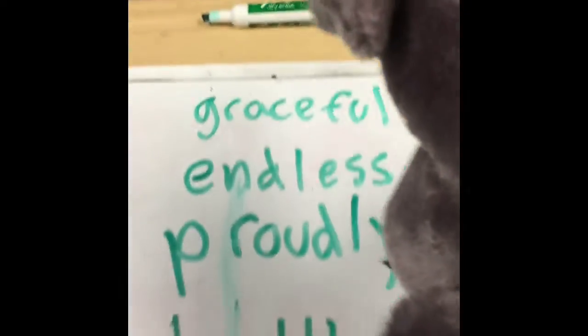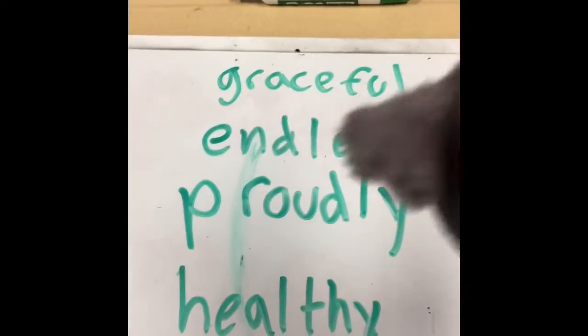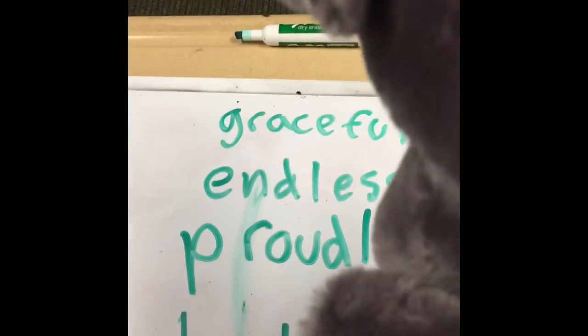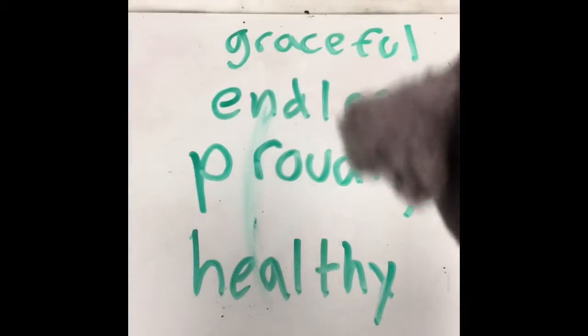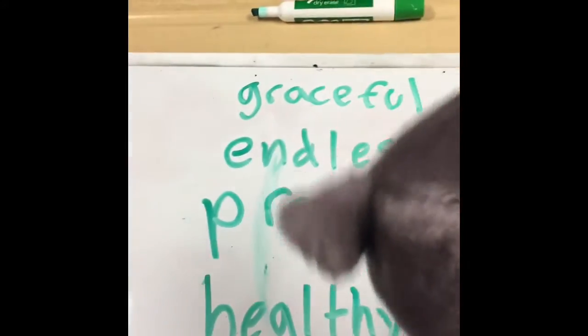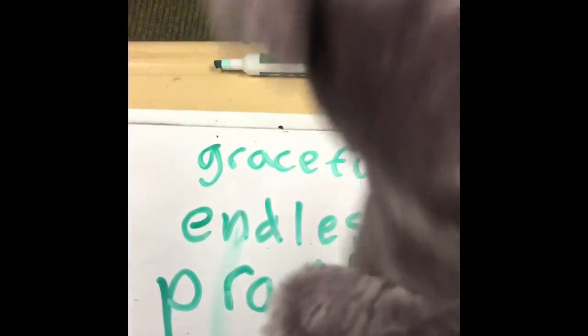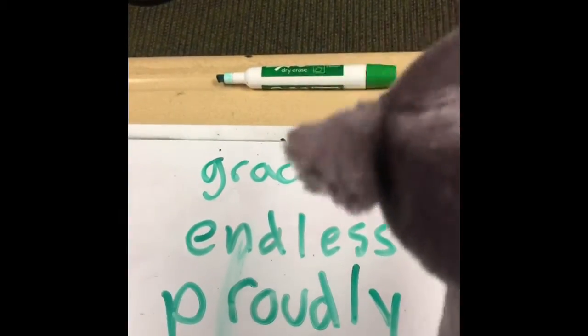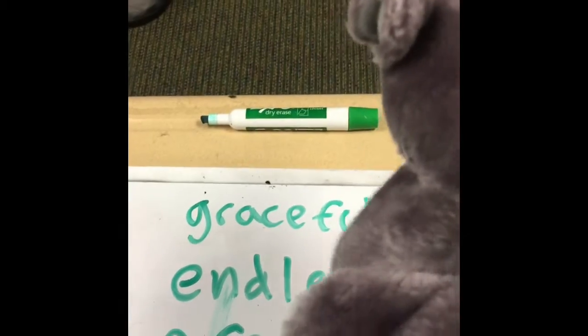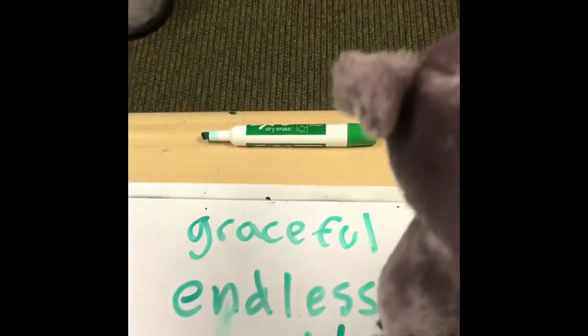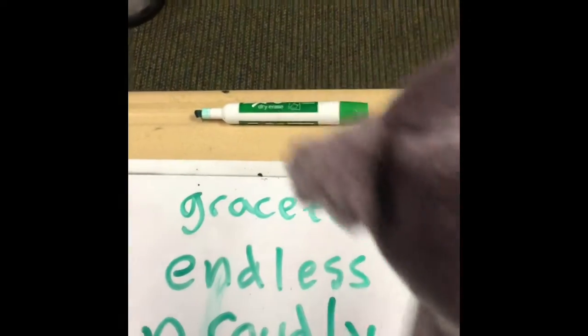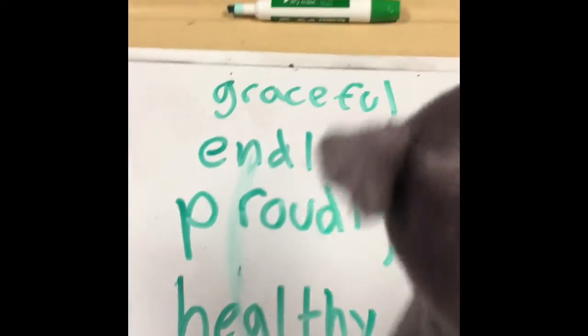So, let's recap. So, we have proudly. The suffix is ly. Ly means to be in a certain way. The suffix in healthy is y, and that means to be full of, meaning full of health. In the word endless, the suffix is less, and less means to be without. And look at graceful, the suffix is full, and that means that it is full of something. So we have the suffixes full, less, ly, and y. These are suffixes that you will see a lot in your words.